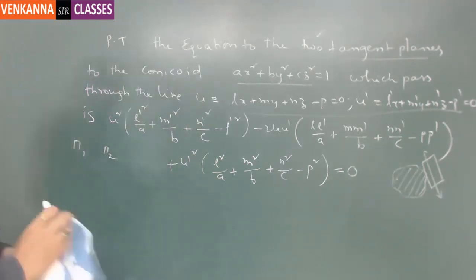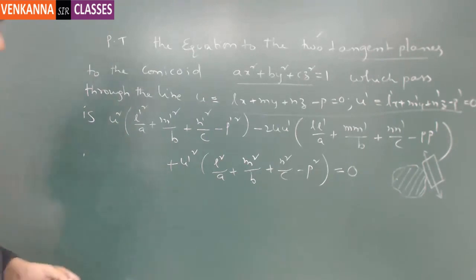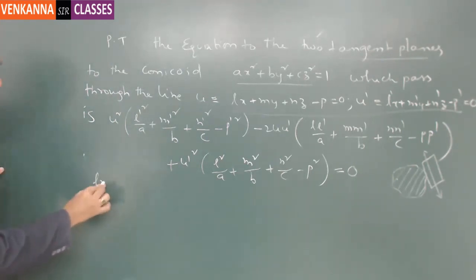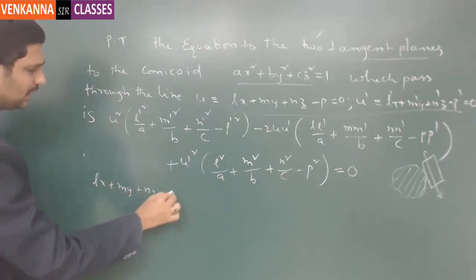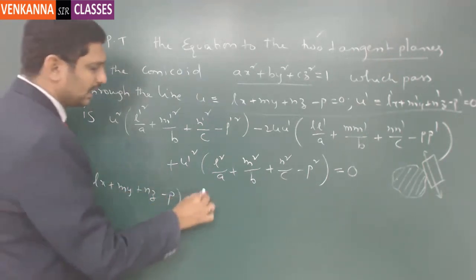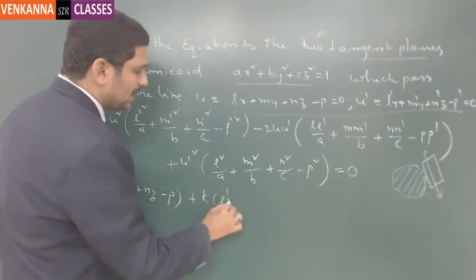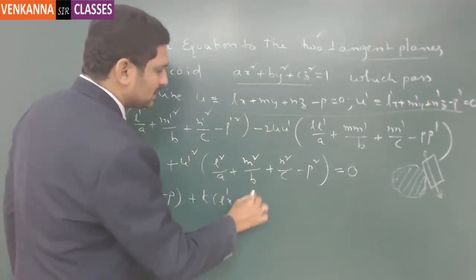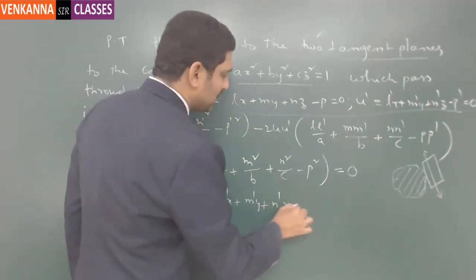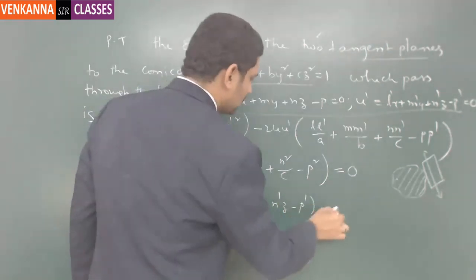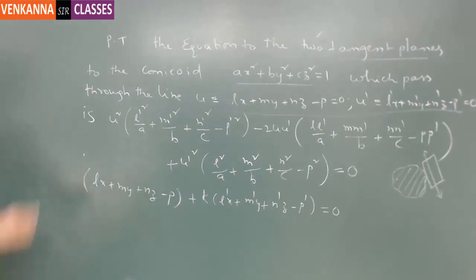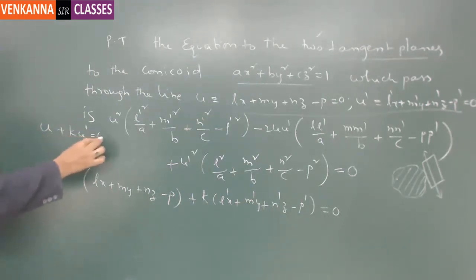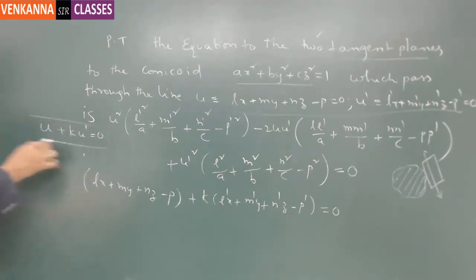So here, if you apply the same thing for the given planes, you have Lx plus My plus Nz minus P, plus K into L dash x plus M dash y plus N dash z minus P dash, equal to 0. So what is the form I have written? I have written U plus K into U dash equal to 0.